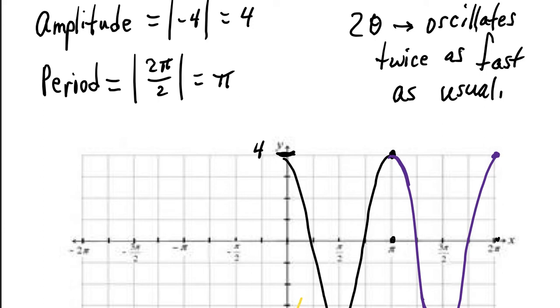It would be upside down and that would be 1 oscillation at pi. The -4 as a lead coefficient tells us to flip. So this would be your graph, the one in yellow.